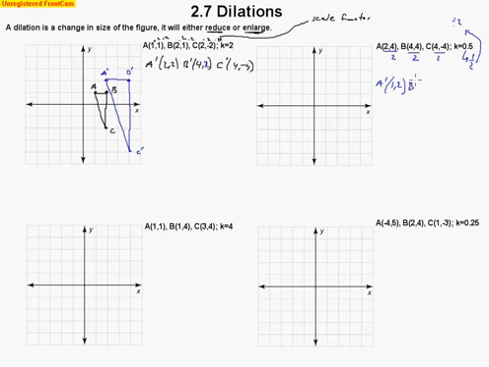B prime, that becomes 4 over 2 makes 2, and this 4 over 2 also makes 2. And this one, C prime, becomes 2 comma negative 2. So 4 over 2 makes 2, and negative 4 over 2 makes negative 2. So I go ahead and plot those. I'll start with the first one. So over 2, up 4. There's A. B is over 4, up 4. And C is over 4, down 4. So a nice large figure here.